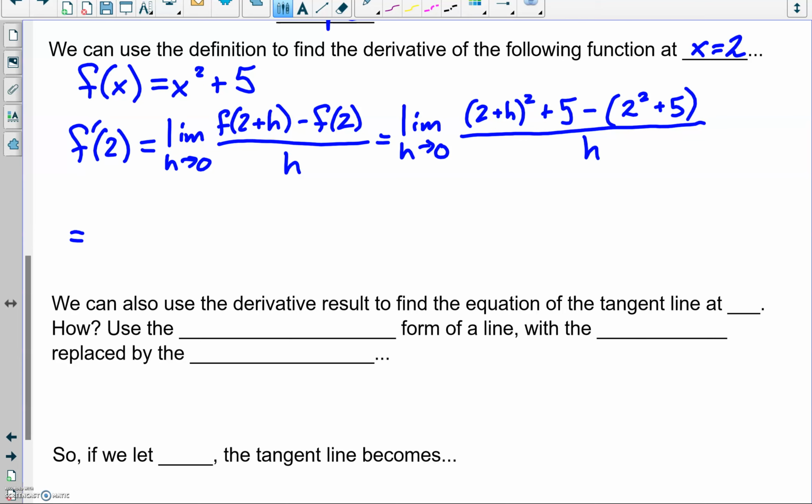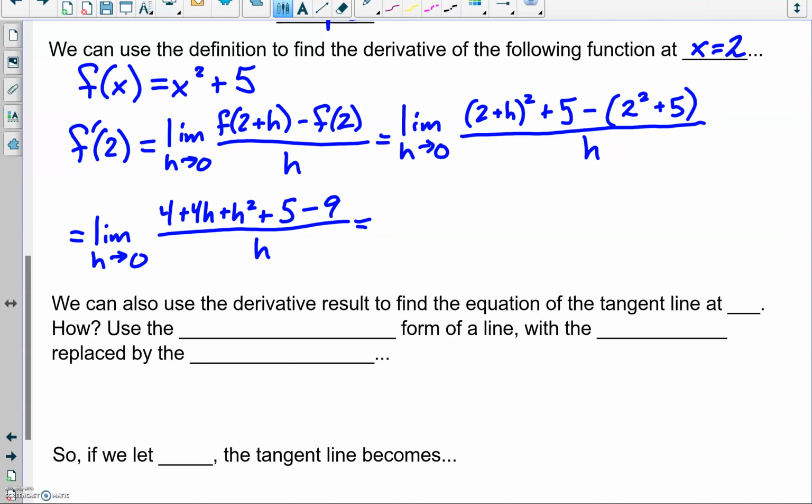And then this will equal the limit as h goes to 0. Got to FOIL out that 2 plus h quantity squared, so we'll get 4 plus 4h plus h squared, and then still plus the 5. And if you evaluate what's in the parentheses here with the 2 squared plus 5, you get 4 plus 5, or 9. So I'm going to just subtract off 9 off the end there. And then that's still all over h.